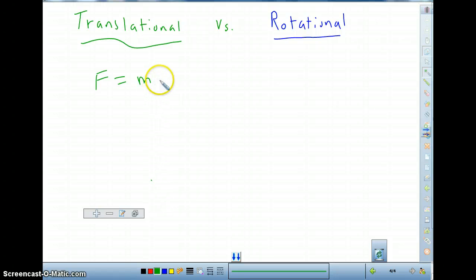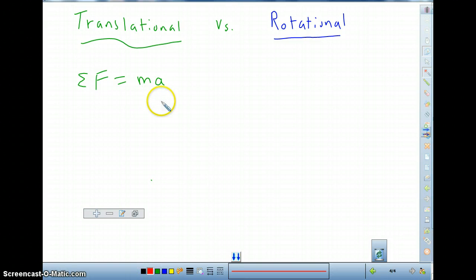So translational motion pretty much just means, simply put, that if I put a force or a net force on an object, I will accelerate that object's mass in some linear direction. Well, now that we have a little bit of knowledge about rotation, there's a rotational form of Newton's second law. So it just kind of falls in place.